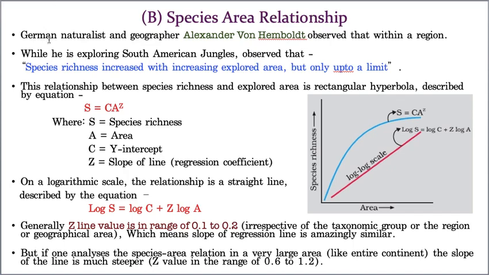noticed by a German naturalist and also geographer. He is a naturalist and also geographer. His name is Alexander von Humboldt. Alexander von Humboldt is the one who understood or noticed the species-area relationship. That means every area has its own limit to accommodate the number of species. While he was exploring the South American jungles, the South American forest, he clearly observed that species richness increases with increasing explored area, but only up to a limit.